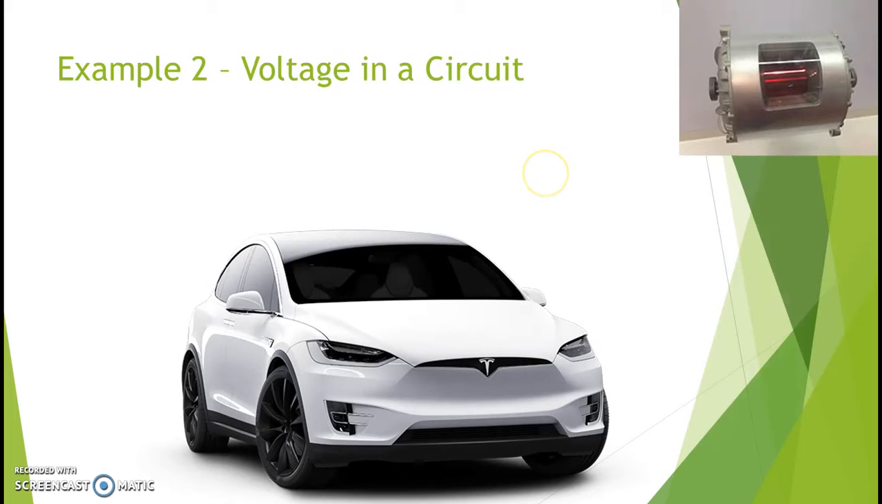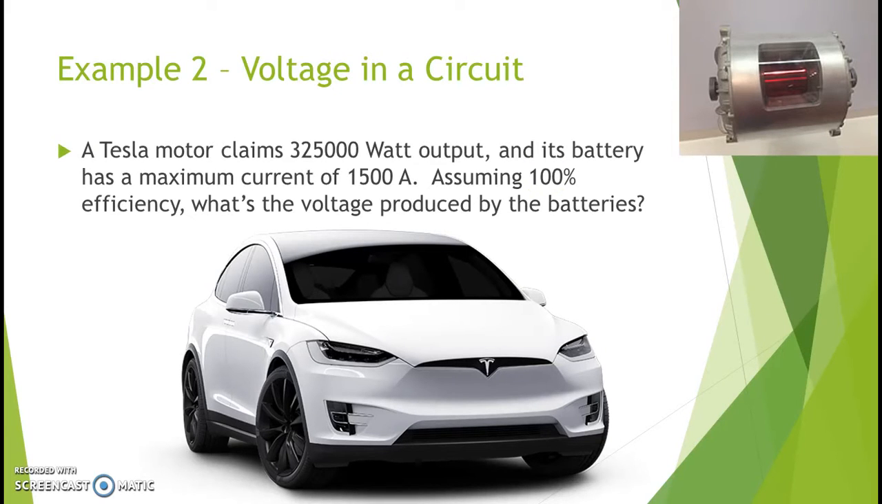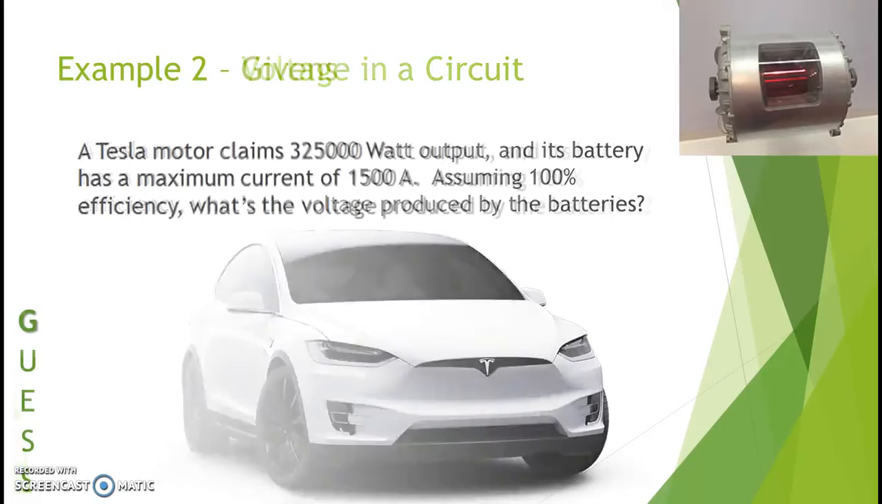Okay, should we try another one? All right, voltage in a circuit. A Tesla motor claims 325 kilowatt output, or 325,000 watt output. Its battery has a maximum current of 1500 amps. If we assume 100% efficiency, what's the voltage produced by the batteries?